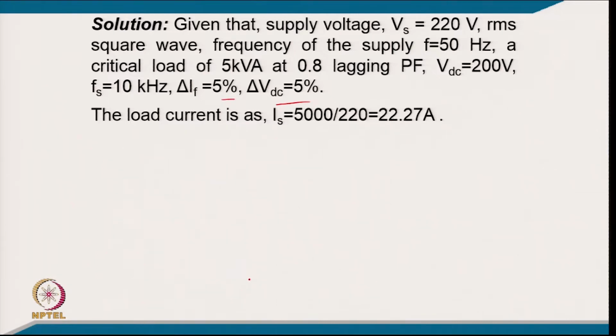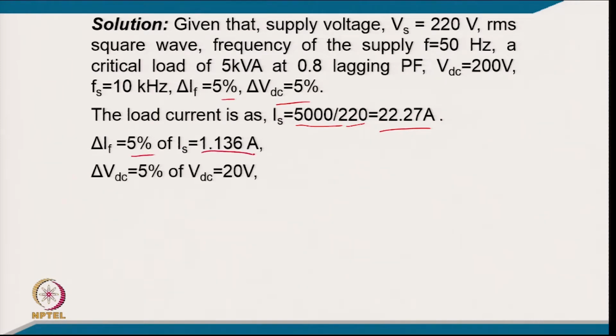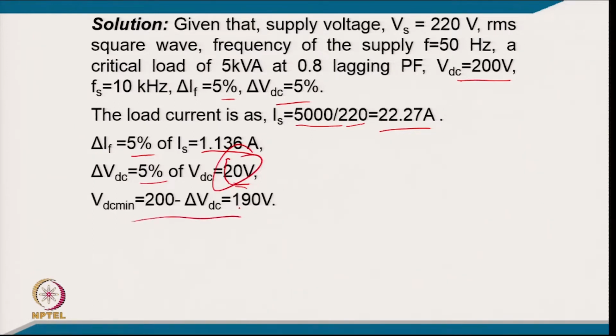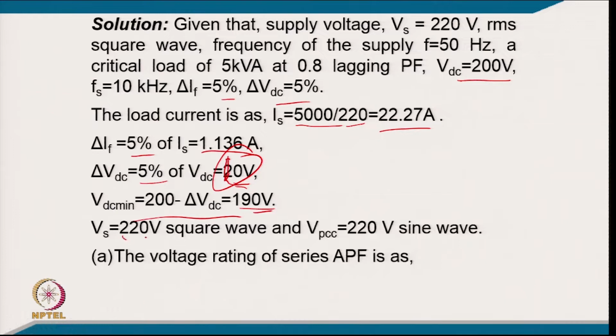The load current we can calculate from the 5 kVA load at 220 volt, so it comes to 22.27 ampere. The ripple current, because the active filter current is the same as this load current, is 5% of this current, which comes around 1.36 ampere. And 5% of the DC link voltage of 200 volt comes typically to 10 volt, so the minimum VDC comes to 190 volt. The supply voltage is 220 square wave, so VPCC is 220 sine wave.